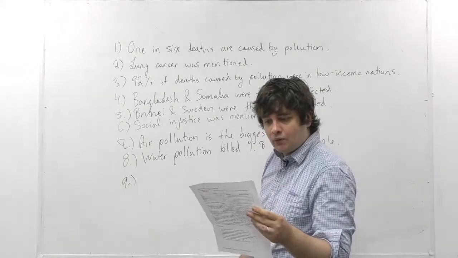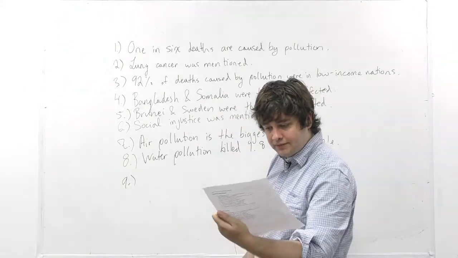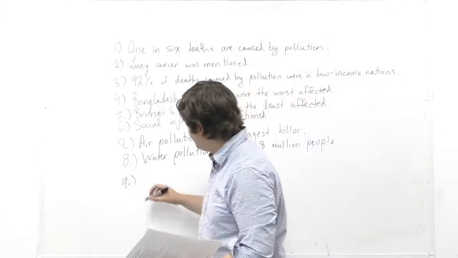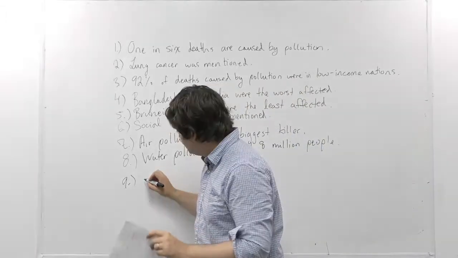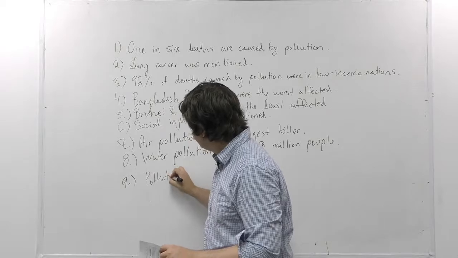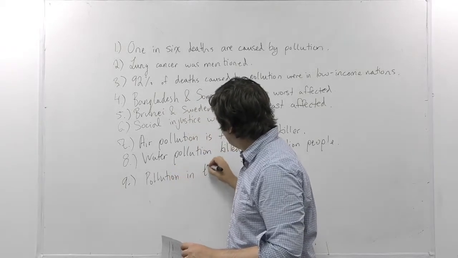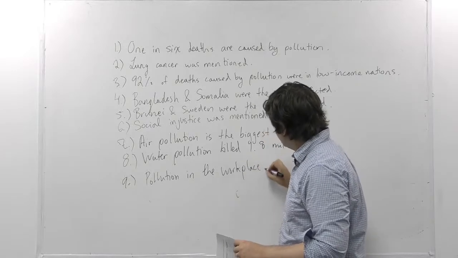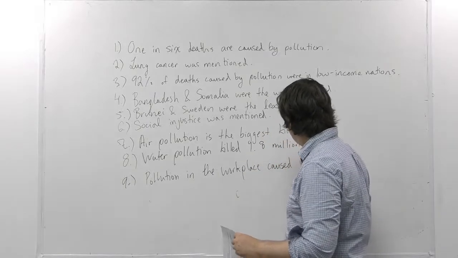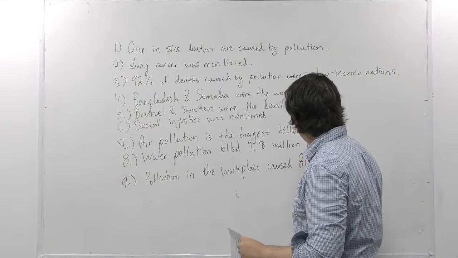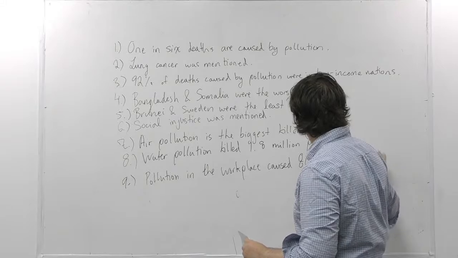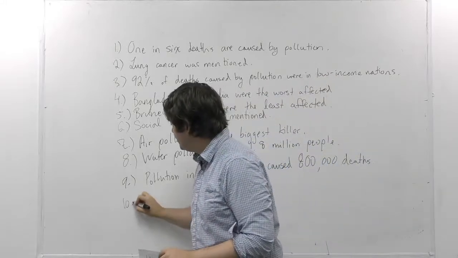Number 9, what kind of pollution killed 800,000? I think it was workplace pollution. Yeah, pollution in the workplace. Pollution in the workplace caused 800,000 deaths. Okay. Number 10.